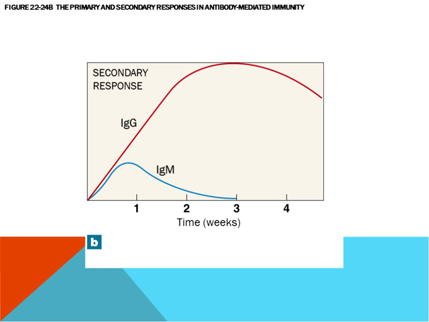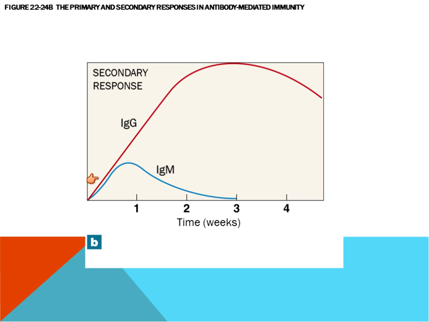Now, in your secondary response, notice the difference we have here. The first time you saw it, IgM was first on the scene. The second time that you see it, for your secondary response, IgG is first on the scene, because we have these memory plasma B cells that are able to activate very quickly and make these IgG antibodies, which are much more effective.